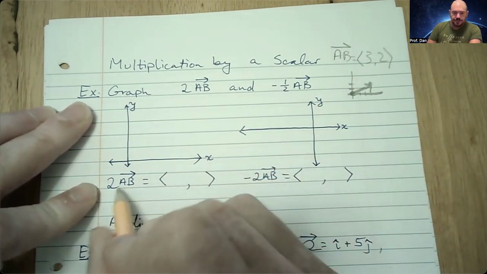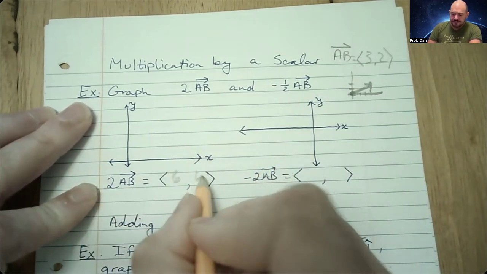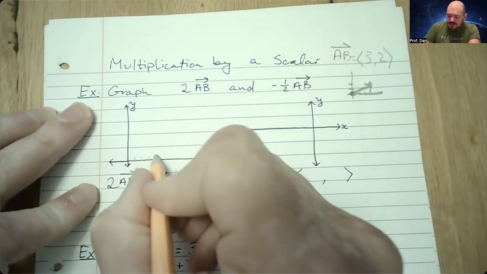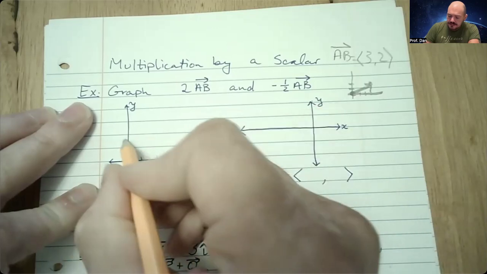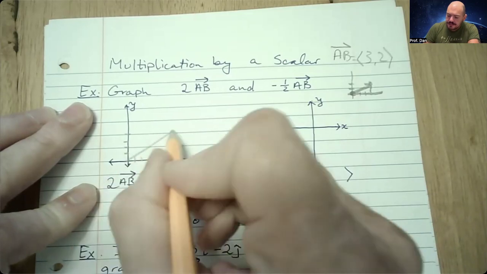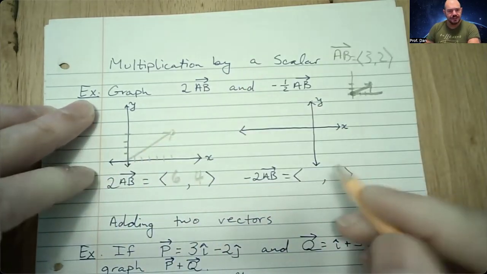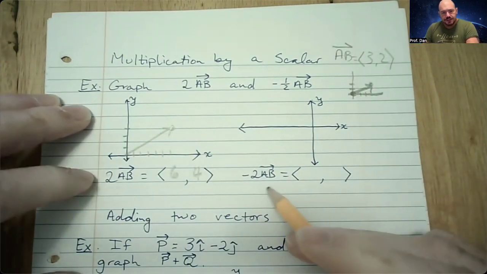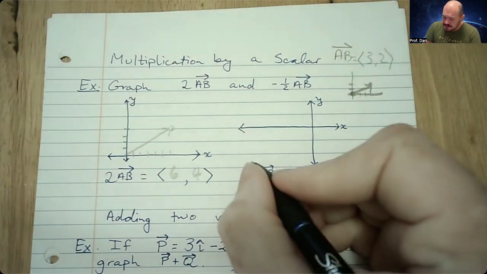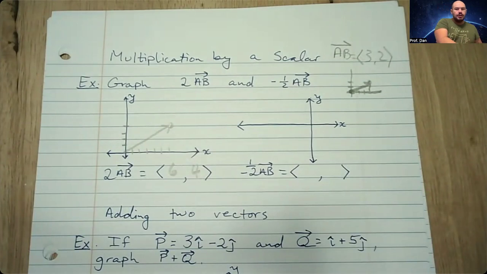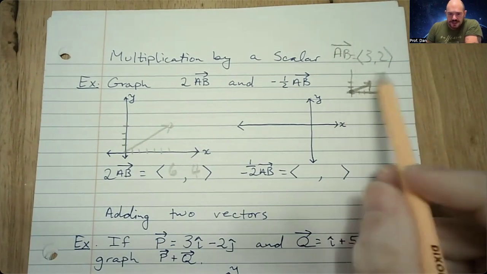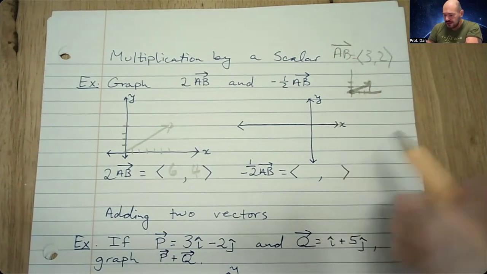So if AB is 3, 2, then 2AB is 6, 4. And if I were to draw that out, I would get that vector. Now, it should be negative 1/2 AB. For negative 1/2 AB, I would essentially multiply both of these components by negative 1/2.